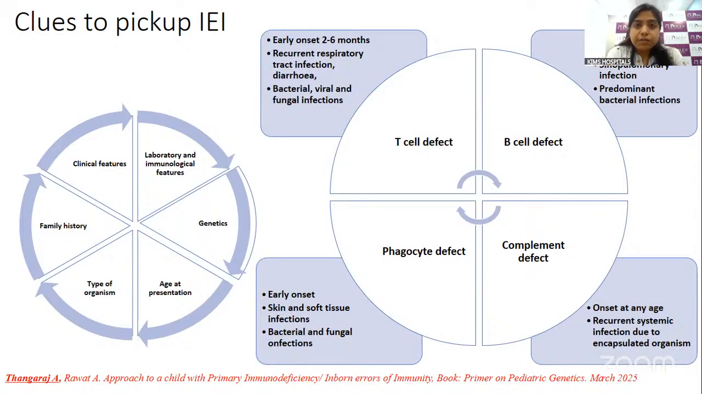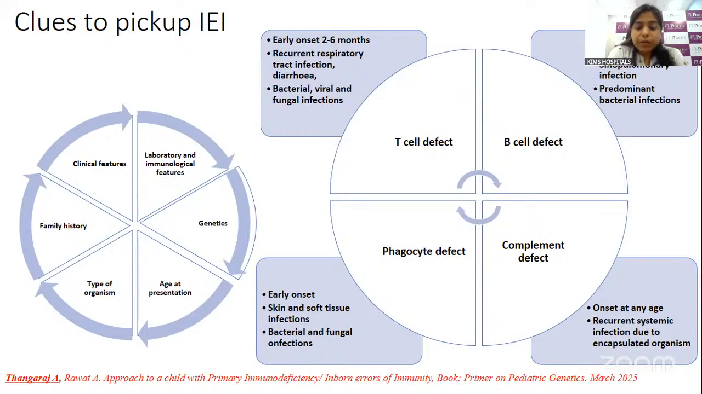In case of T cell defect, they generally have an early presentation, in less than 2 months only, a very early presentation also they can have. And they'll have recurrent respiratory tract infection, they'll have diarrhea, they have various viral and fungal infections, they can have bacterial infection also.